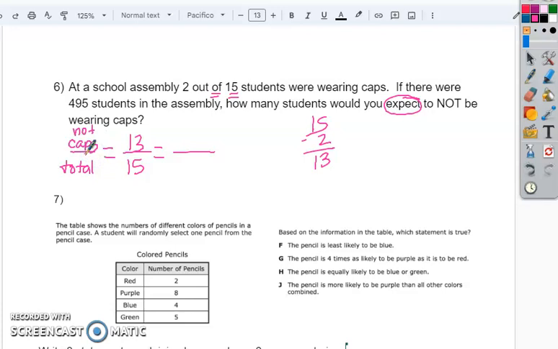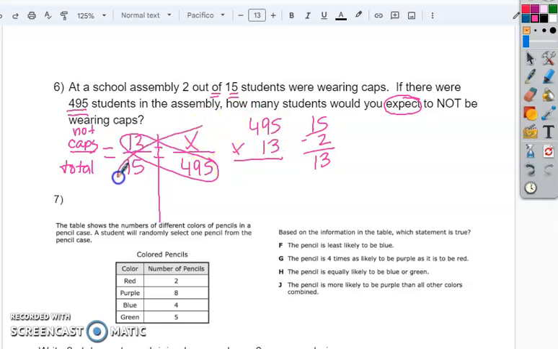So this is our ratio. You go into the auditorium, 13 kiddos are not wearing caps out of every 15. Okay? That is our sample. Now, there are a total of 495 students. There's that many students in the assembly. That number is going to go here. And your job is you are going to cross multiply this. So that means I should be seeing this work on your paper.